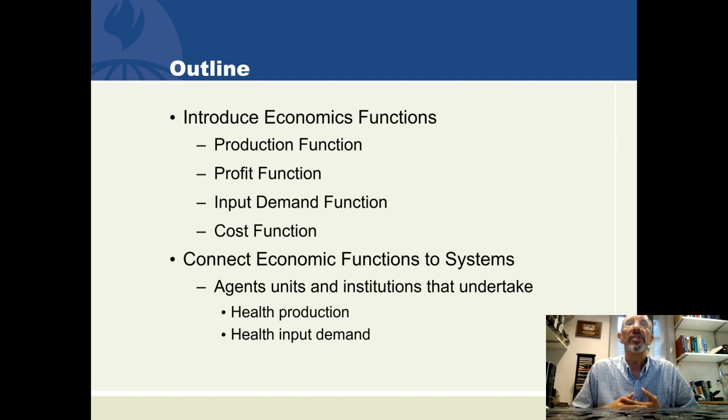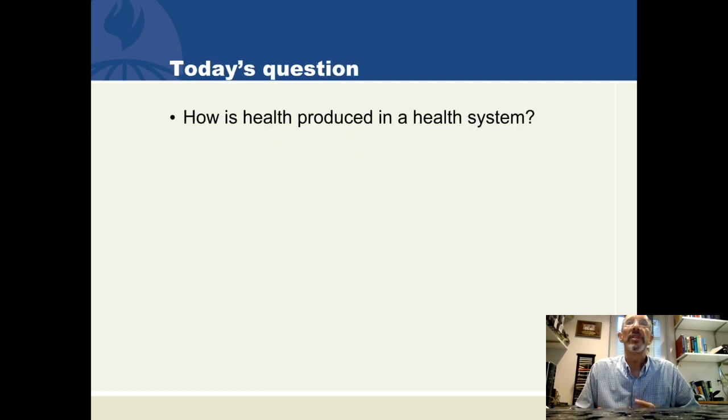We're going to look at our agents, units, and institutions and see which of them are engaging in health production and which of them are expressing health input demand. This is the foundation for everything we need to do in the rest of the course. Our question is, how is health produced in a health system?